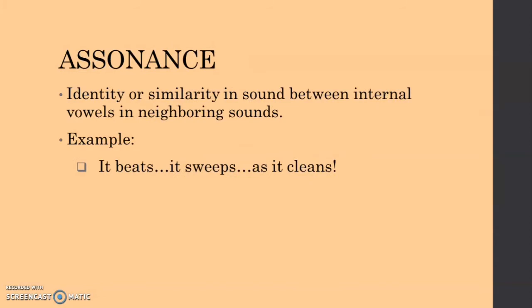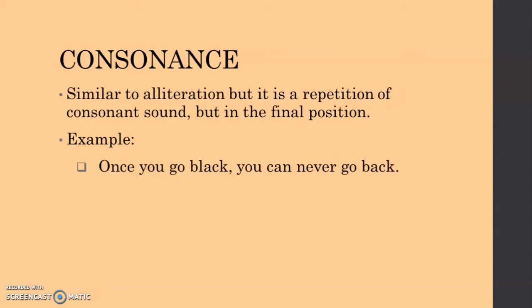Next, assonance. This refers to the identity or similarity in sound between internal vowels in neighboring words. Example: it beats as it sweeps, as it cleans. Next, consonance. Like alliteration, this is a repetition of consonant sound but in the final position. Example: once you go black, you can never go back.